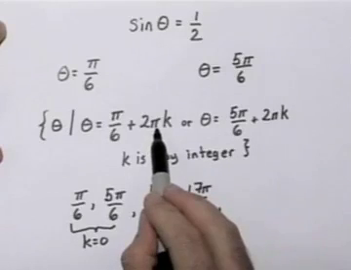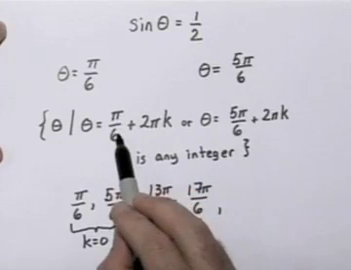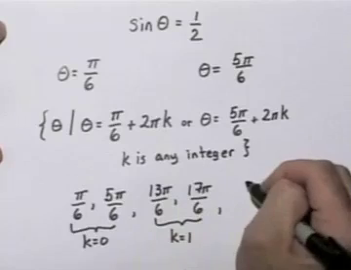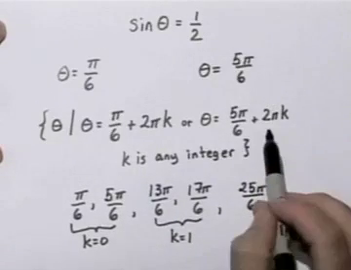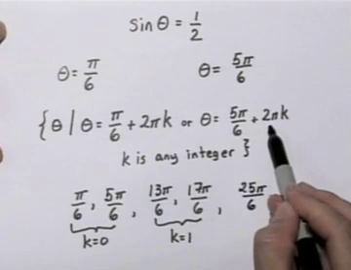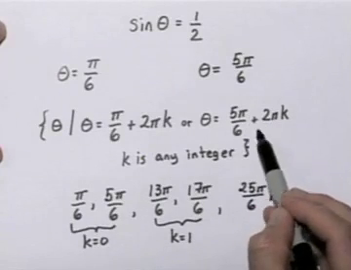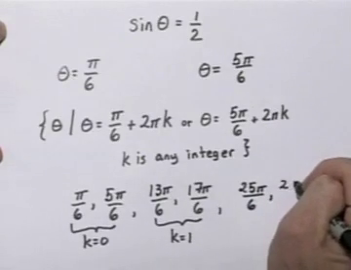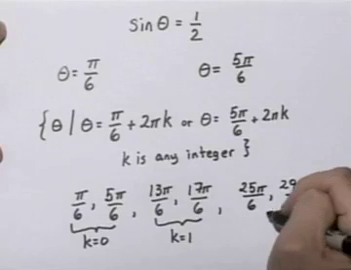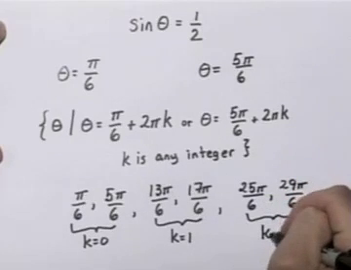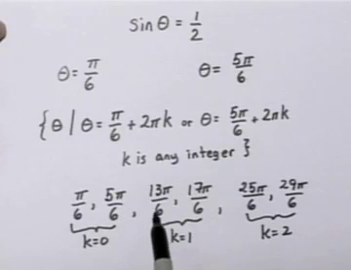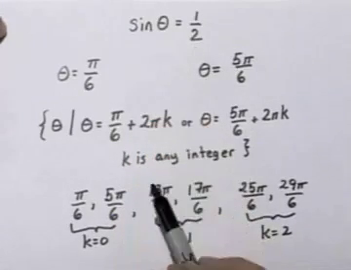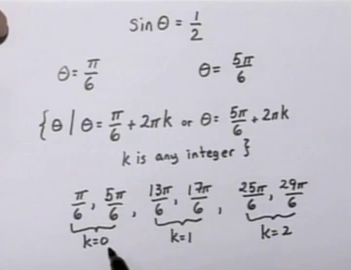If I let k equal 2, I'd have pi over 6 plus 4 pi. That would be 25 pi over 6. Over here, if I let k equal 2, I get 5 pi over 6 plus 4 pi gives me 29 pi over 6. So I've listed 6 specific angles whose sine is 1/2. They correspond to k is 0, k is 1, and k is 2.